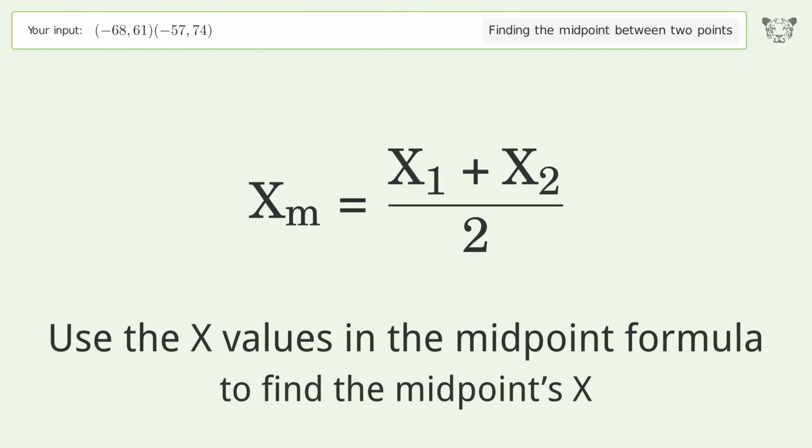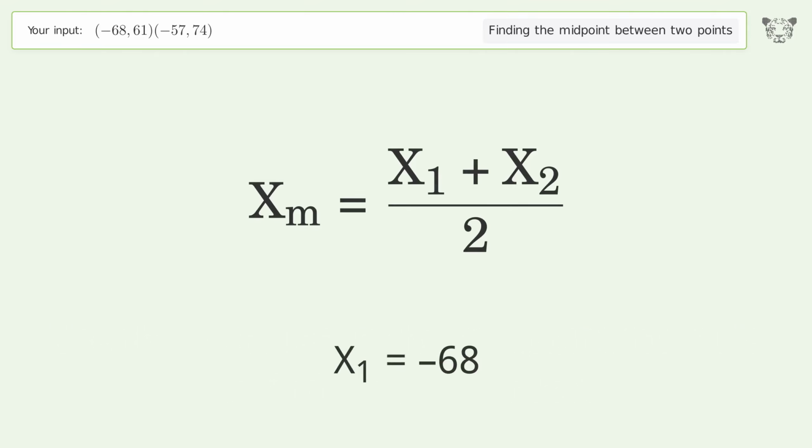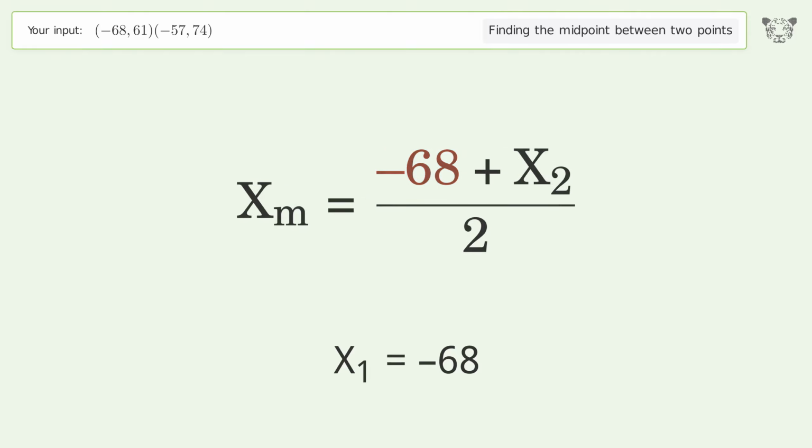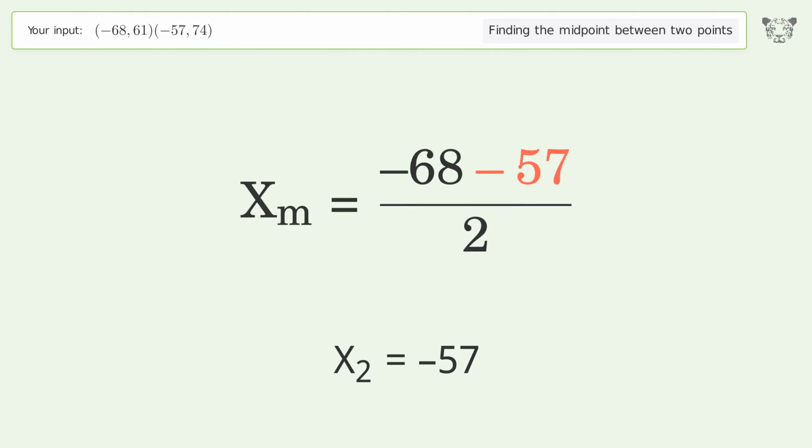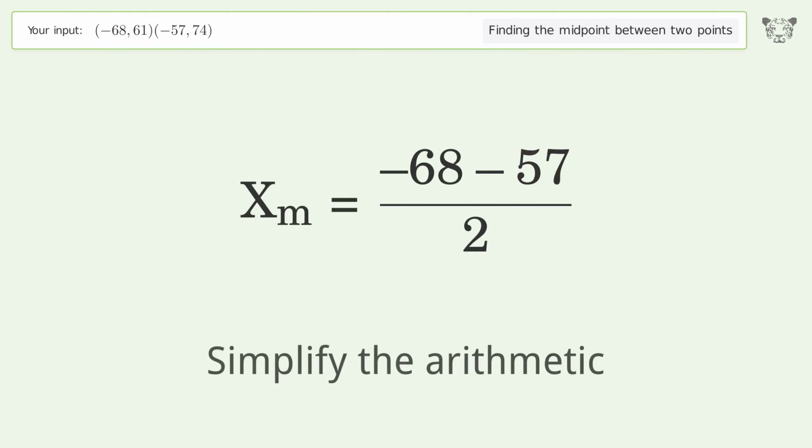Use the x values in the midpoint formula to find the midpoint's x. x1 equals negative 68. x2 equals negative 57. Simplify the arithmetic.